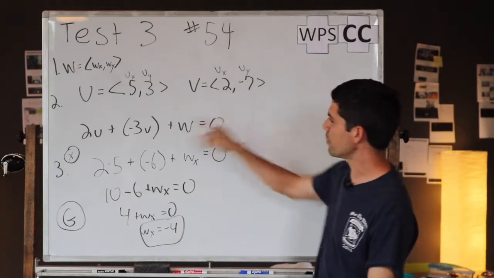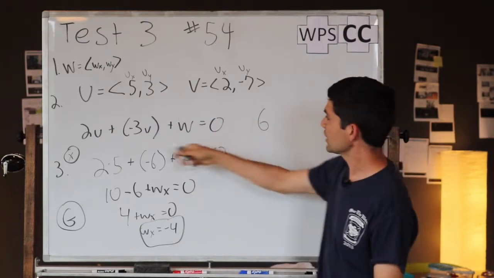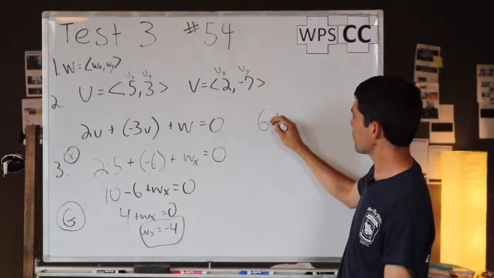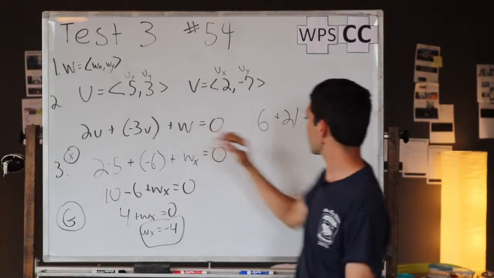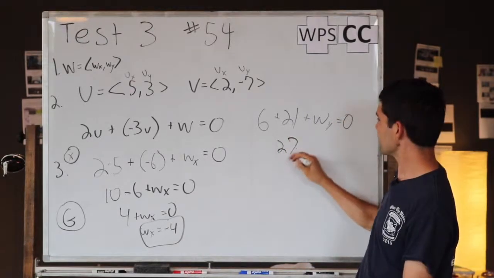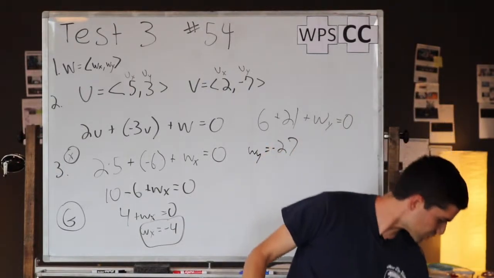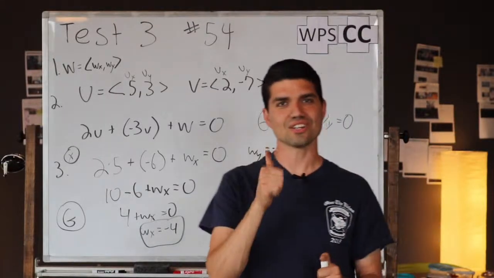So let's use our Y component now. So again, 2U for our Y component, so 6, -3 times -7, positive 21, plus our W of our Y component is equal to 0. Simple, 27 plus Wy is equal to 0, so Wy is equal to -27, and sure enough, that's what G gives us. We double checked our answer, we got it right, good work.